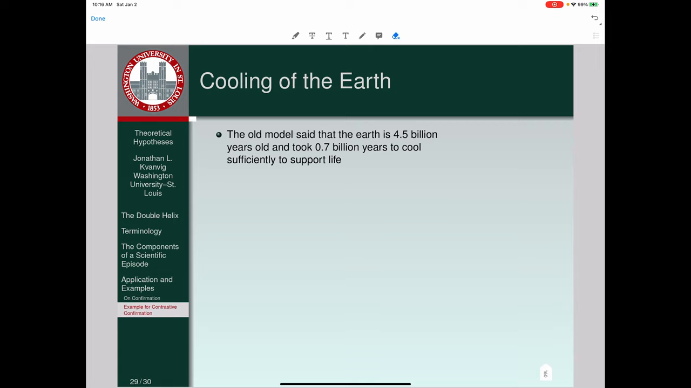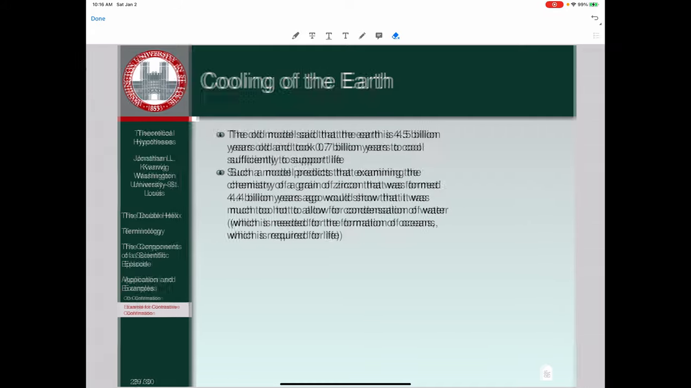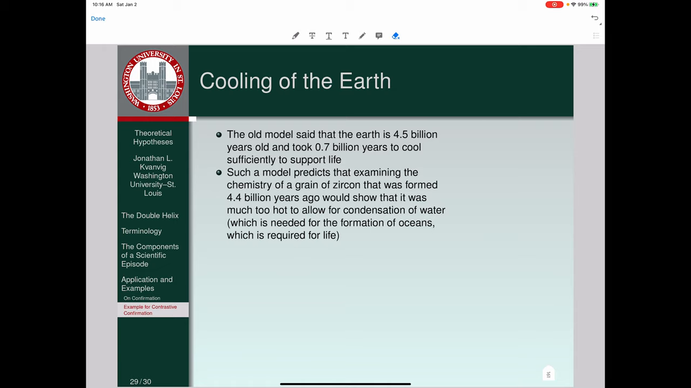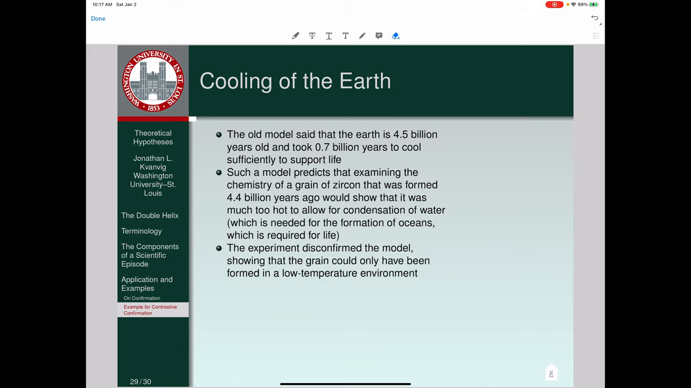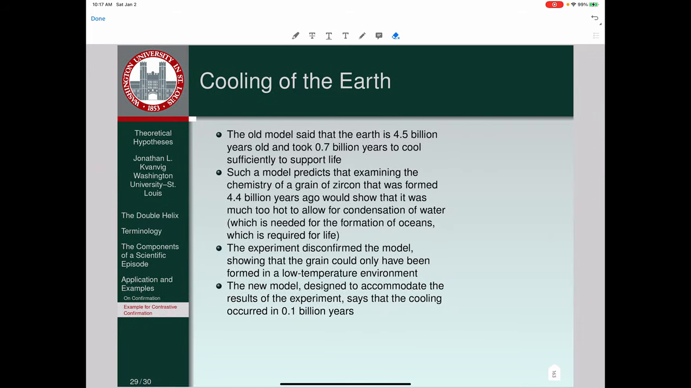A second example, the cooling of the Earth. The old model said the Earth is 4.5 billion years old and took 0.7 billion years to cool sufficiently to support life. Such a model predicts that examining the chemistry of a grain of zircon that was formed 4.4 billion years ago would show that it was much too hot to allow for condensation of water, which is needed, of course, for the formation of oceans, and that's required for life. The experiment disconfirmed the model, showing that the grain could only have been formed in a low temperature environment.